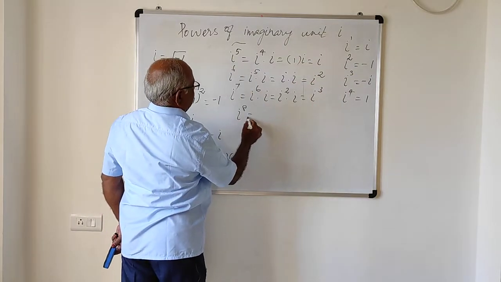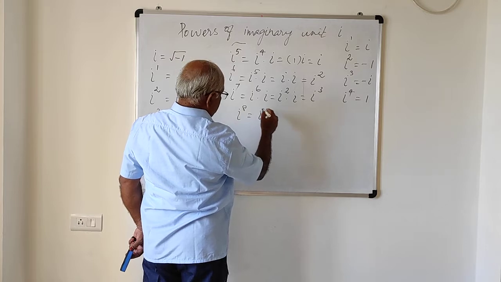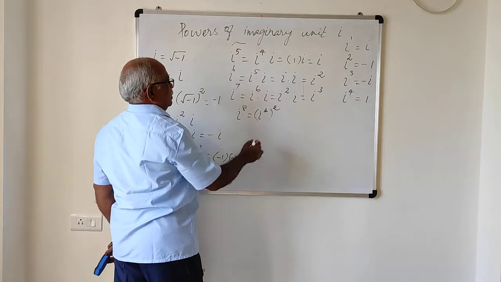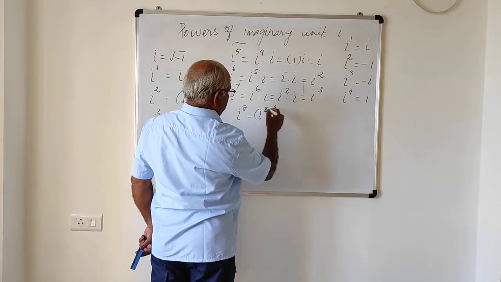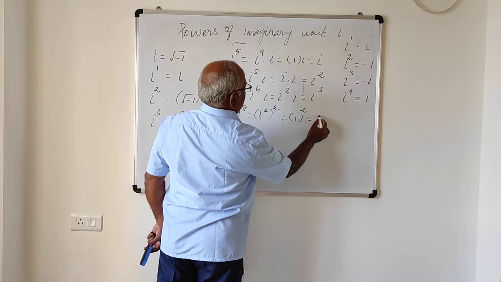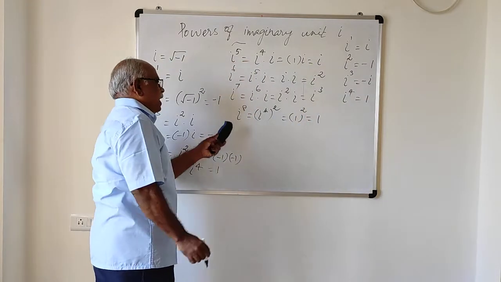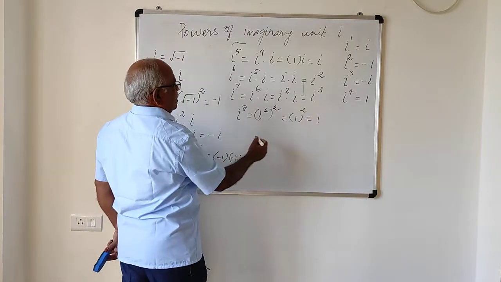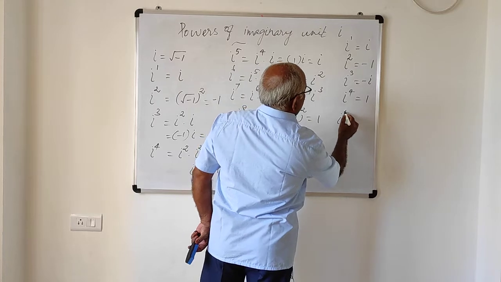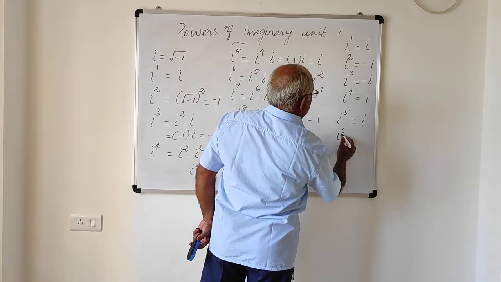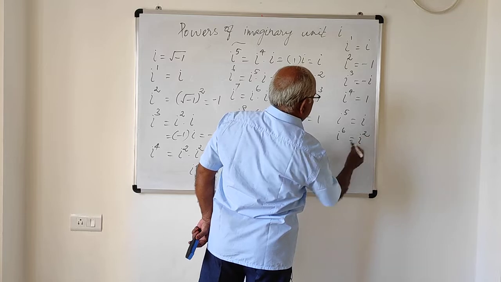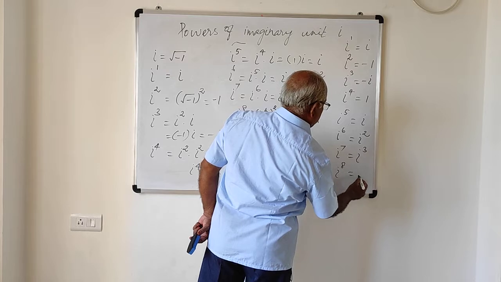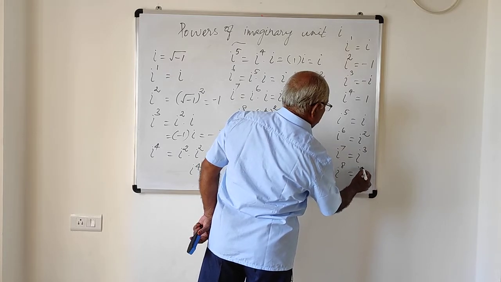i power 8 is i power 4, the whole square. i power 4 is 1, and 1 square is 1. So i power 8 is again 1. Like that, i power 5 is i, i power 6 is i square, i power 7 is again i cube, and i power 8 is again i power 4, which is equal to 1.